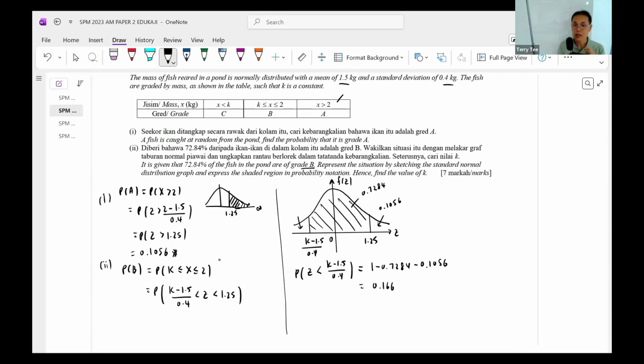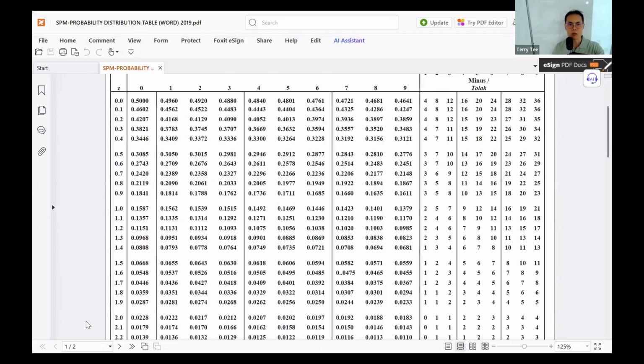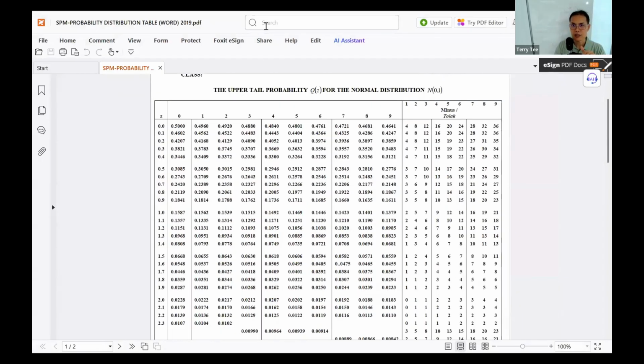All right, now you get to work backwards. That means this area is 0.166. I need to work backwards. Given the probability, find the z value. The way to do this, there are two. One, using mathematical table. One, using calculator. If you use mathematical table, let's go back to 166. Slowly find. This is the annoying part. Where is 166? Let me find here. 166 here. 0.97.